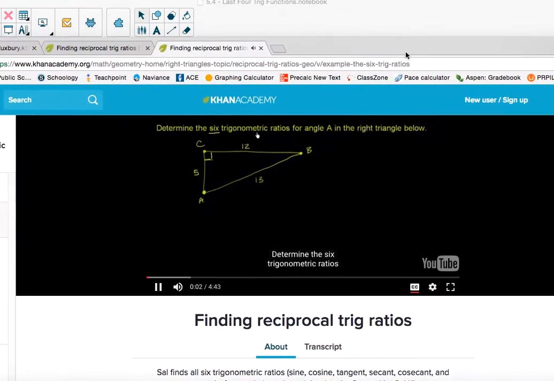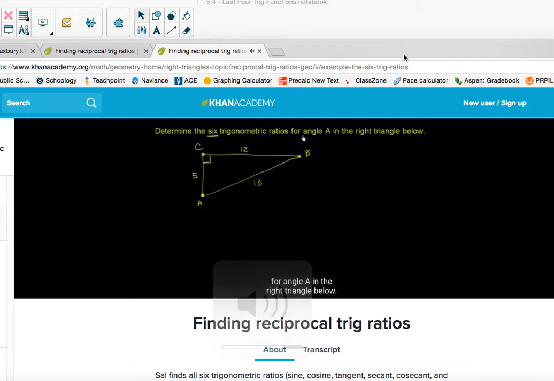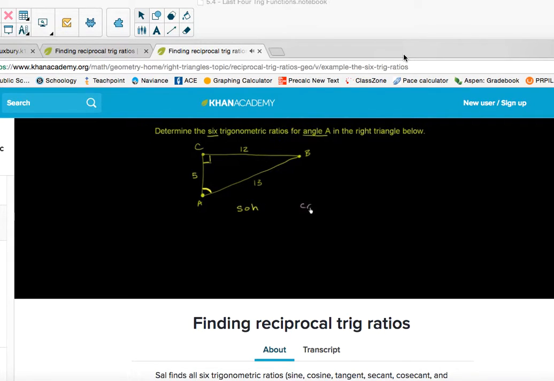Determine the 6 trigonometric ratios for angle A in the right triangle below. So this right over here is angle A. It's at vertex A. And to help me remember the definitions of the trig ratios, and these are human constructed definitions that have ended up being very, very useful for analyzing a whole series of things in the world, I use the word SOHCAHTOA. So let me write that down. SOHCAHTOA.